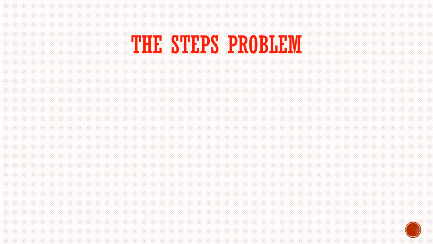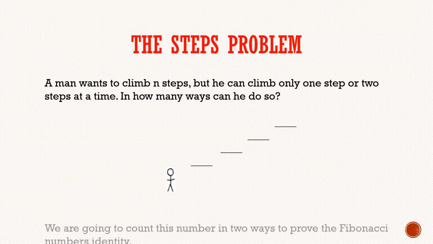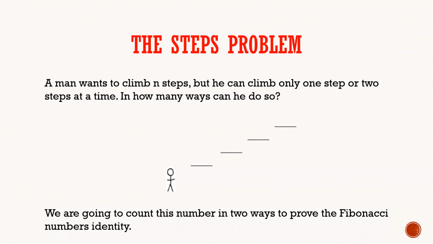The steps problem. A man wants to climb n steps, but he can climb only one step or two steps at a time. In how many ways can he do so? We are going to count this number in two ways to prove the Fibonacci number identity. In other words, we will give a combinatorial argument to prove this identity.